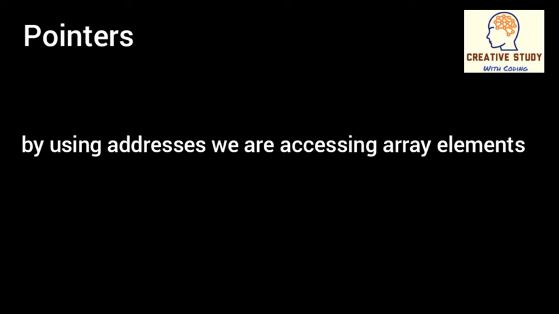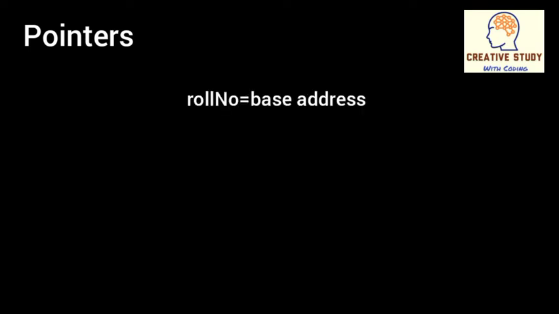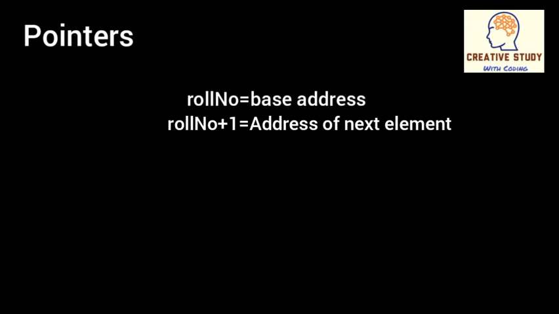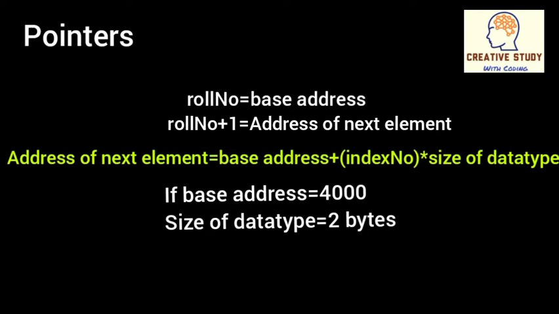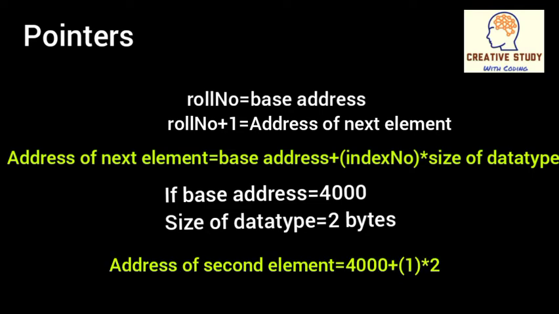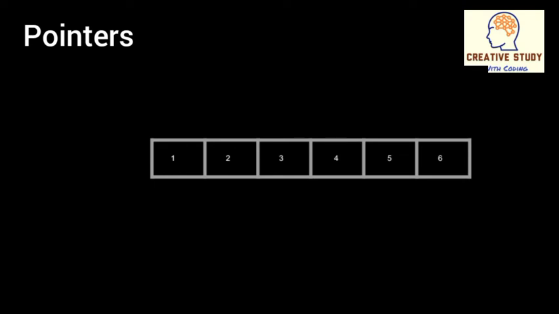Since we are learning pointers, that means we are working on addresses, and by using addresses we are accessing array elements, but before it we accessed array elements by using indices of the array. Thus, if array name roll number gives base address, then roll number plus 1 gives address of next element. Since address of next element is calculated by using this formula, address of next element equal to base address plus index number multiplied by size of data type. If base address is 4000 and size of data type is 2 bytes, then address of second element will be 4000 plus 1 multiplied by 2, that will be equal to 4002. Similarly, we can find out addresses of rest of the elements.